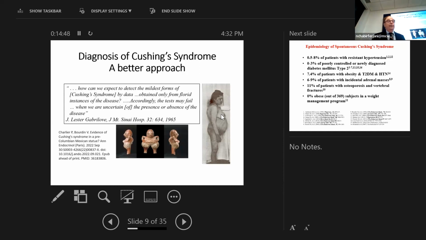And I had the privilege of meeting him and having him sign his famous book, The Human Adrenal Gland, which was published in the early 1960s. But in that book, I read this sentence, which I thought almost predicted a lot about what we know about Cushing's syndrome now. He said, how can we detect the mildest forms of Cushing's syndrome by data obtained only from florid instances of the disease? Accordingly, the tests may fail when we are uncertain of the presence or absence of the disease.